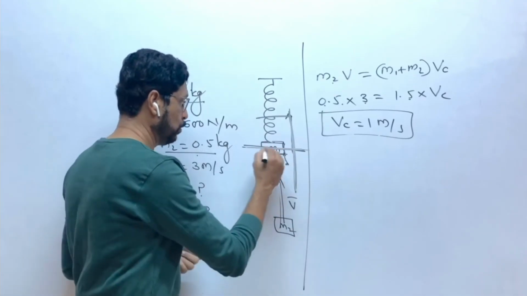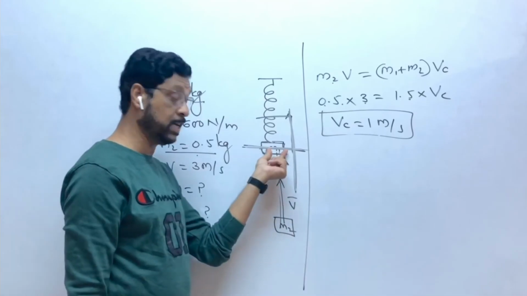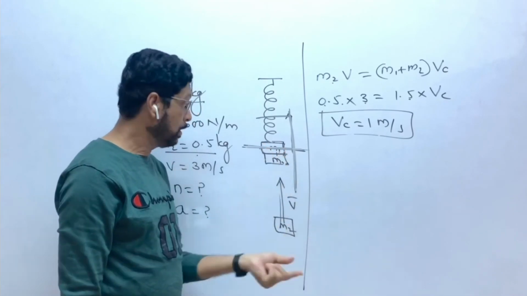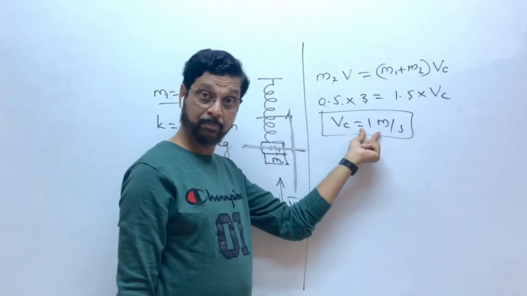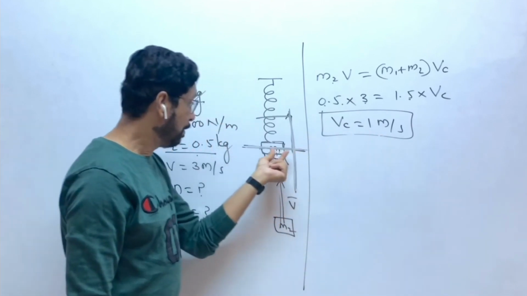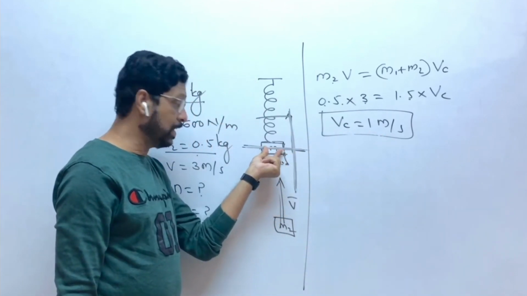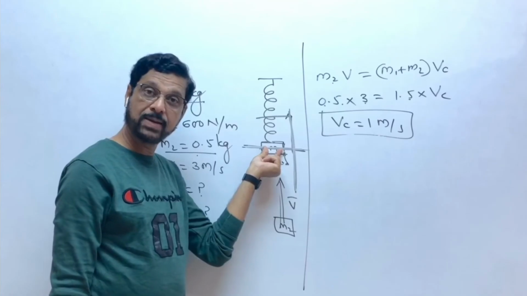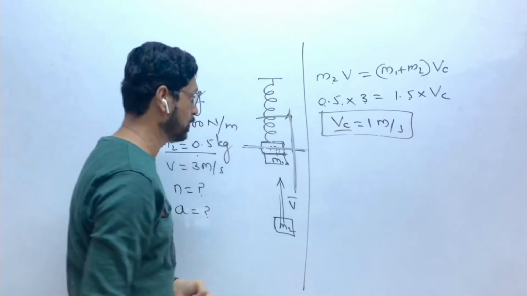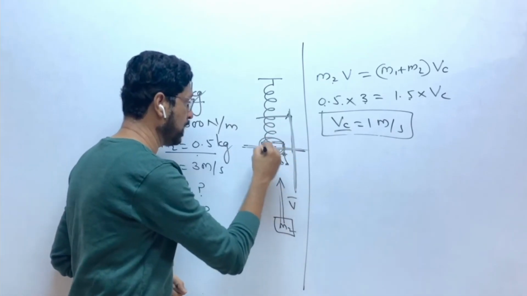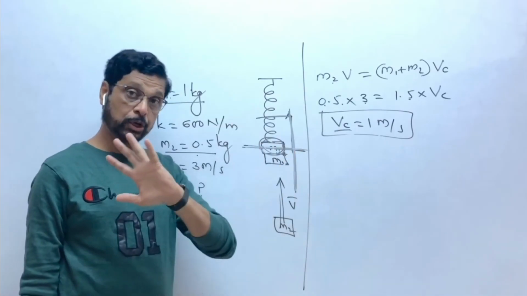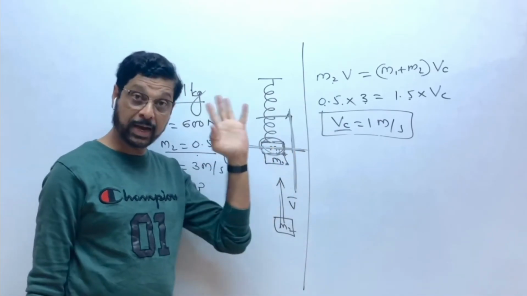M1 की जो equilibrium position थी, stationary position थी, that is the mean position of SHM, means the velocity here is the maximum velocity, isn't it? Means the energy here is maximum kinetic energy. So this is the maximum velocity, and at this point the energy is maximum kinetic energy. The total energy is in the form of kinetic energy.